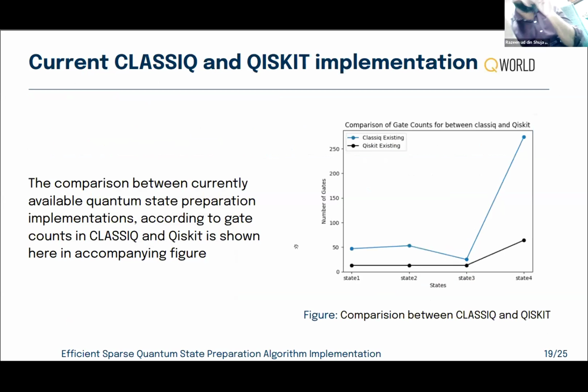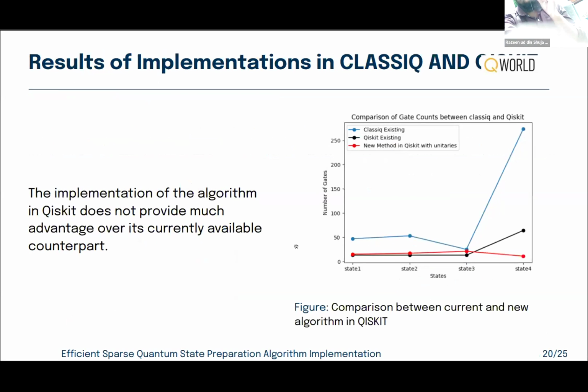We applied this algorithm in Qiskit as well. This figure is just the current Classiq and Qiskit, and you can see here that Qiskit does better. But when we do this new method in Qiskit with Qiskit built-in unitaries, it doesn't provide much advantage, although in the case of the more sparse states it does.